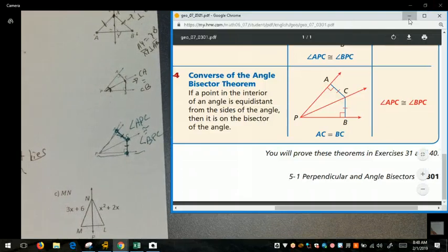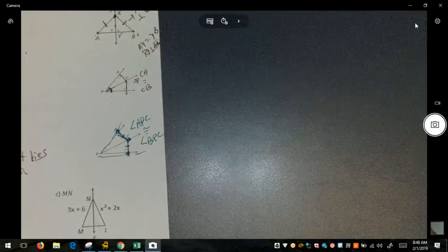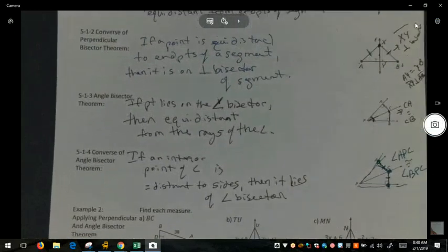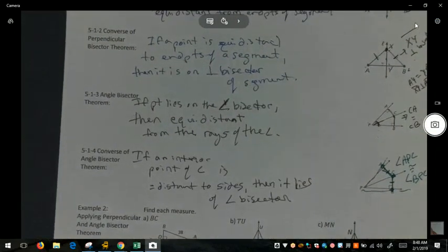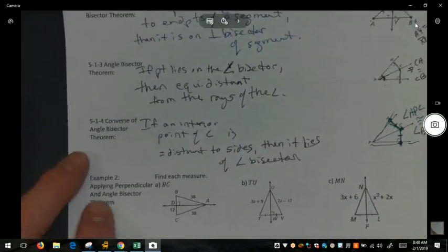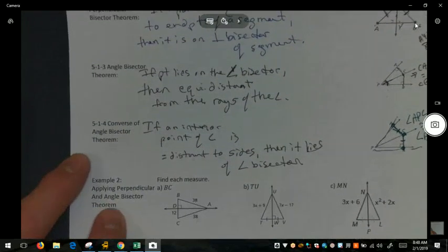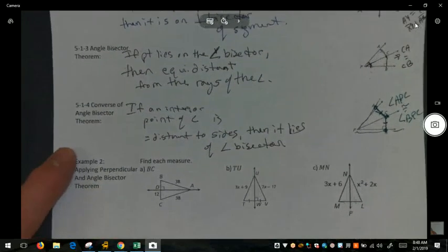So we're going to look at some quick application problems. This is not too tough, and then we'll review something from first semester in terms of writing equations of perpendicular bisectors. Applying perpendicular bisector and angle bisector theorems and their converses.